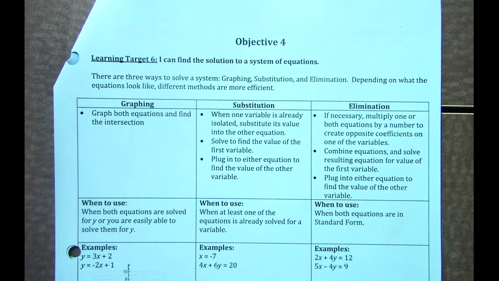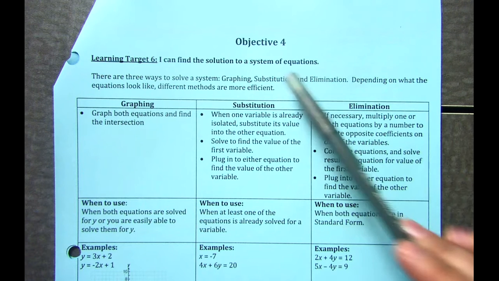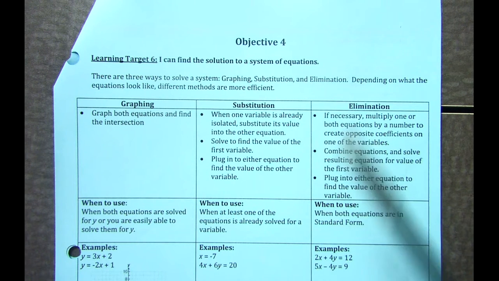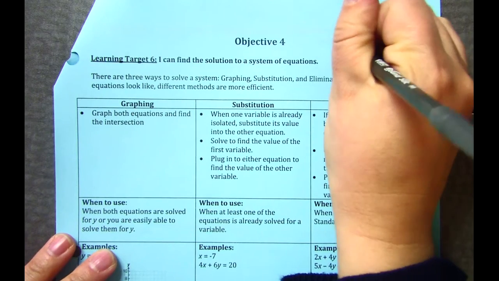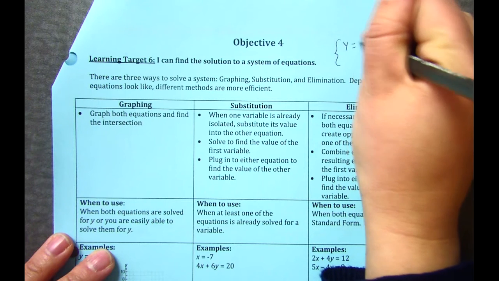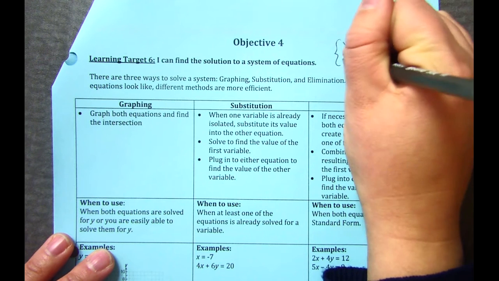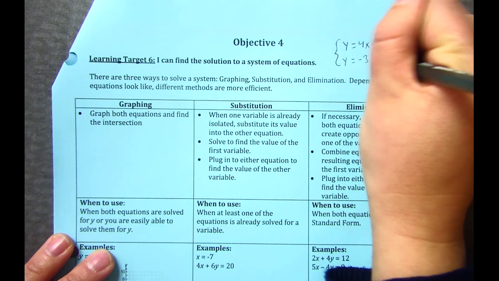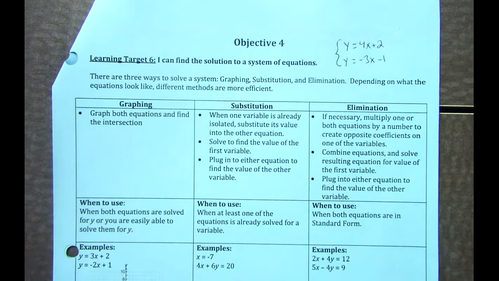Today we're going to talk about learning target 6, which says I can find the solution to a system of equations. Now a system of equations is when you have two equations working together. For example, y equals 4x plus 2 and y equals negative 3x minus 1. The solution to this system is the x and y ordered pair that satisfies both equations.